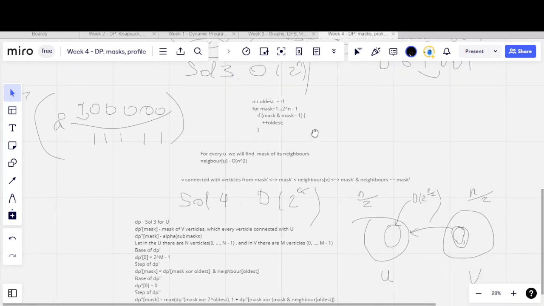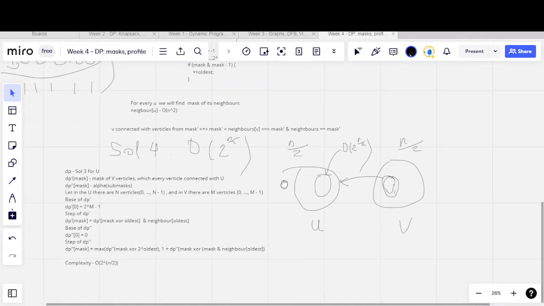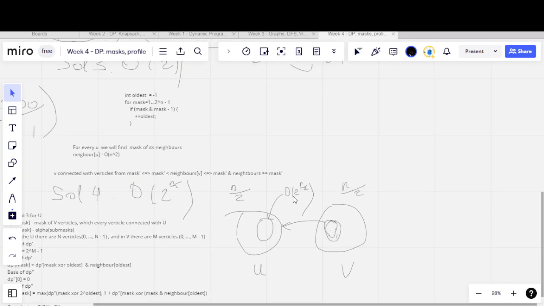Do you have questions about this task? It will be better if you type. The first solution. I am trying to do the first solution, O of n squared multiplied by. It's very simple. You just iterate through all the subsets of your graph. Okay.